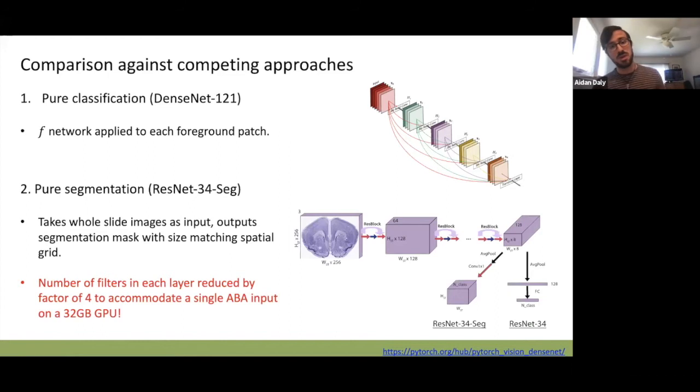The next is a pure segmentation approach. In this case, we wanted to take something that could actually fit into memory and look at the entire global view of the tissue. In which case things like UNet, which apparently have a lot of parameters, just weren't going to be able to cut it. Even a ResNet 34, which we adapted to do segmentation.